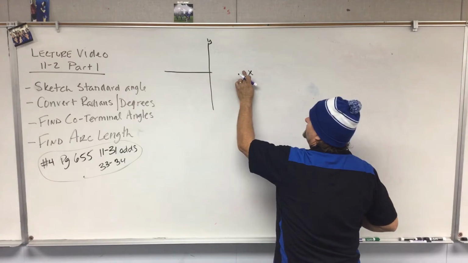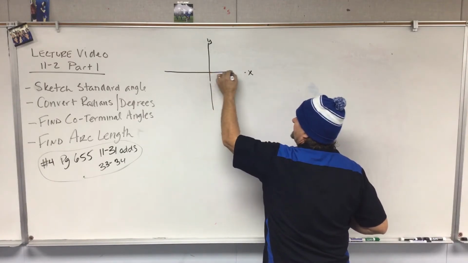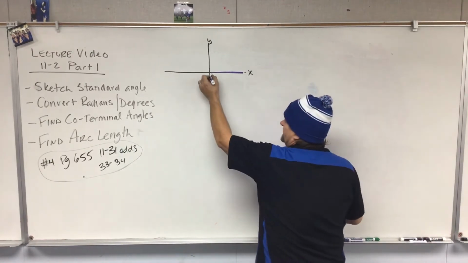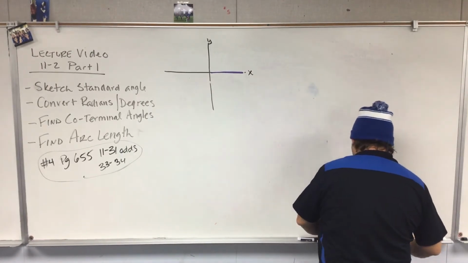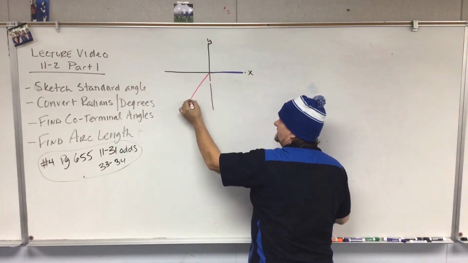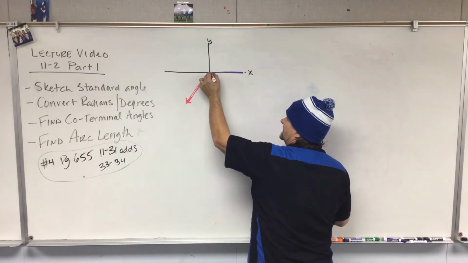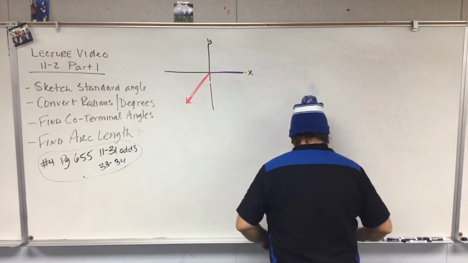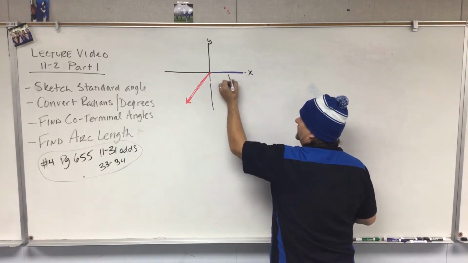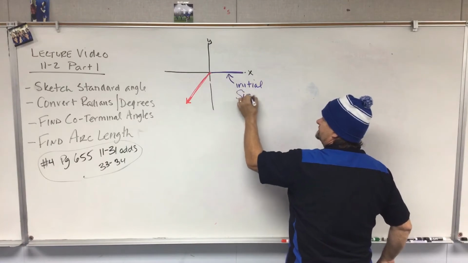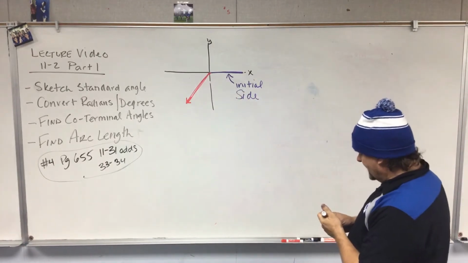So let's just draw this piece here. This is in purple, and then this here. These are connected. I'll draw this in red here. Let's just go like that. So this is one piece here. So the purple and the red are connected right there at the origin. This is our x-axis and our y-axis. So this is what's called the initial side. That's the initial side of this.